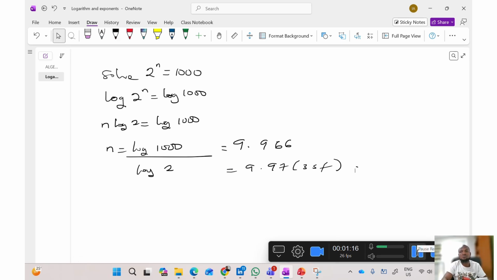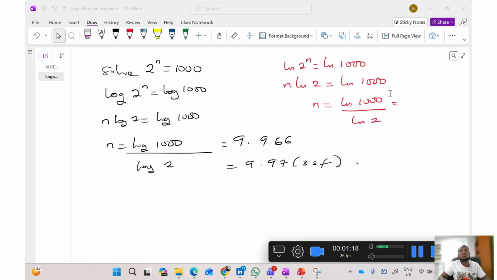So another question is, can I also use the natural logarithm? Yes, don't forget, like I said, you can use any form of logarithm to solve this problem. Logarithm is logarithm. The difference is natural logarithm is logarithm to base e, while the other logarithm is logarithm to a base number, maybe 10 or 2 or etc.